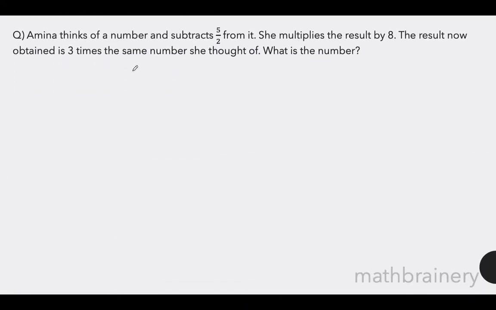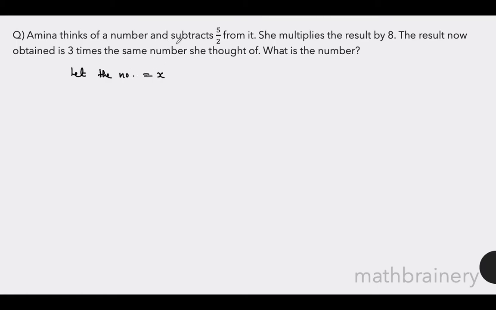Amina thinks of a number and subtracts 5 by 2 from it. She multiplies the result by 8. The result now obtained is 3 times the same number she thought of. What is the number? So, Amina thinks of a number. So, let us assume the number as x.